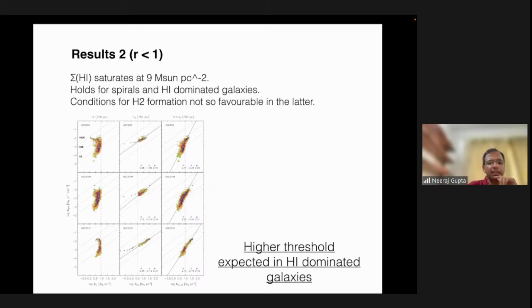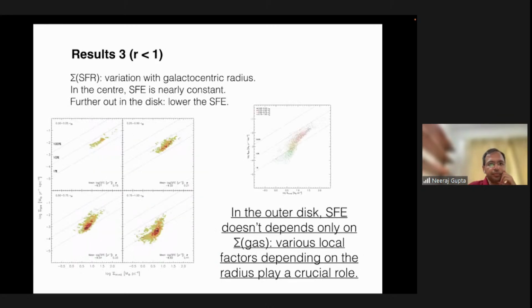Another thing that comes out is that the gas surface density saturates at something like 9 solar masses per parsec square, and this relation holds for both spiral galaxies and also H1 dominated galaxies. By H1 dominated galaxies, I mean those galaxies which don't have enough molecular mass. For example, in this case, we may be talking about the outer regions of the galaxy, or we may be talking about galaxies like dwarf galaxies, right?